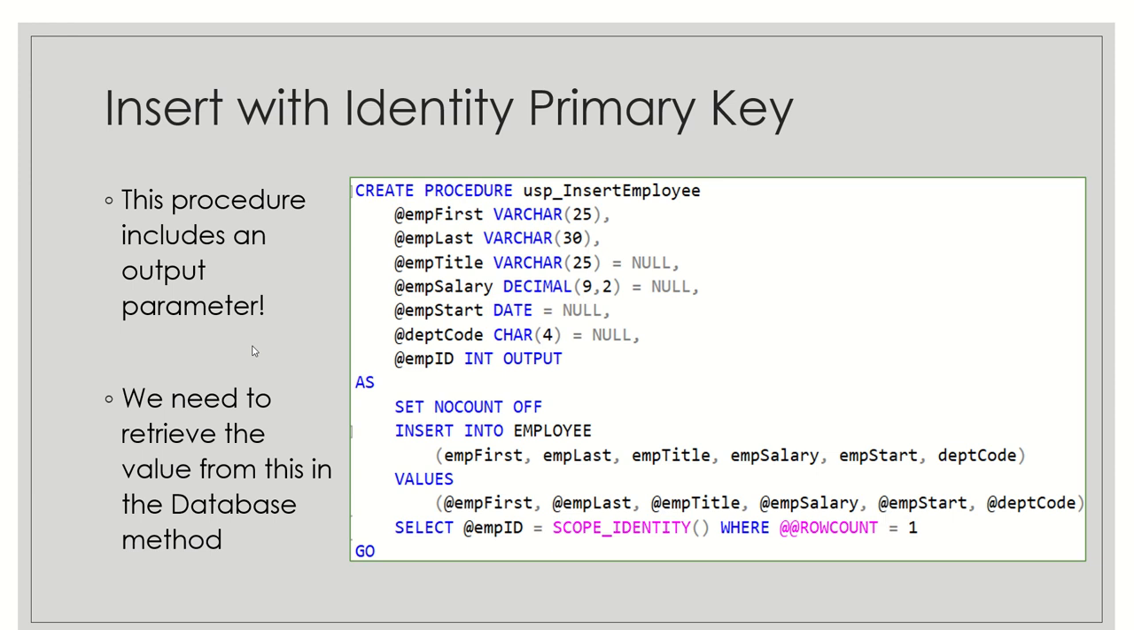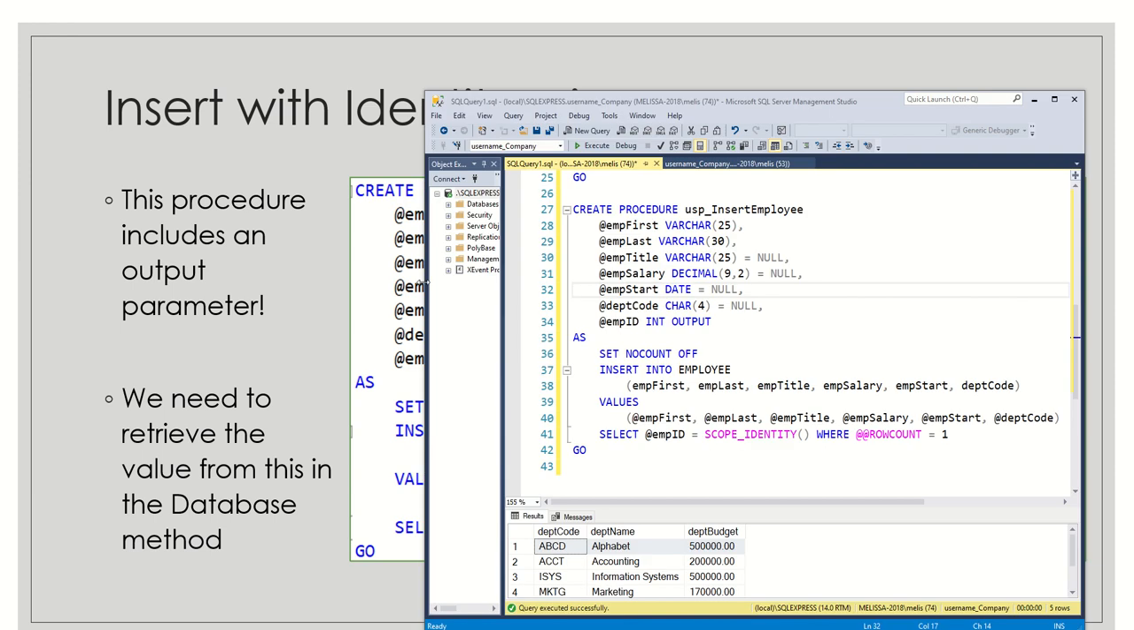So we have two goals now. We need to pass in the employee values, but we also need to capture and use the output parameter. And this procedure falls more in line with what a typical table would be like, because most tables have that identity primary key. So I'm going to pause the video while I put this procedure into my SQL Server, and then we'll move on. So I've typed my procedure here.